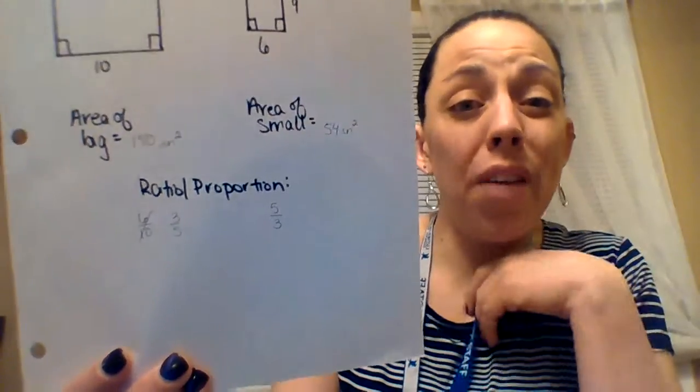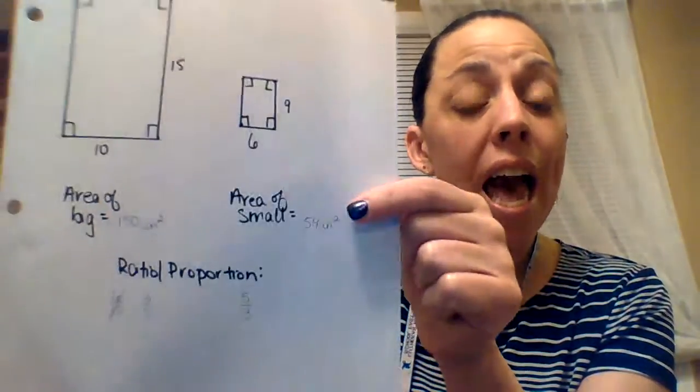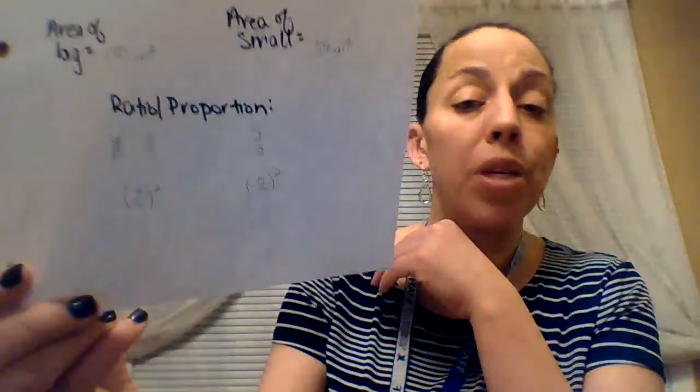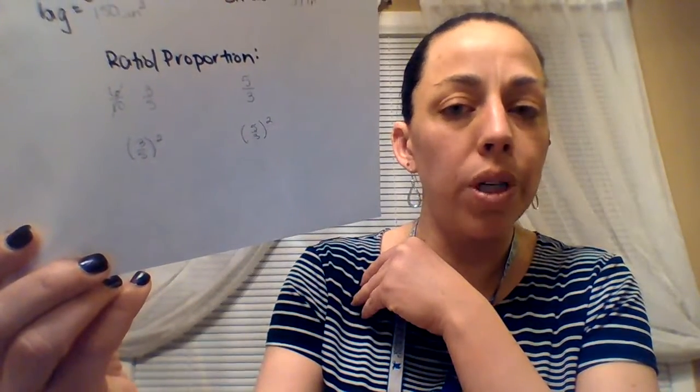What did I have to do on my other paper? I couldn't just take the proportion. I had to square it, okay? So when I'm dealing with the areas, I'm going to be squaring that ratio or proportion.